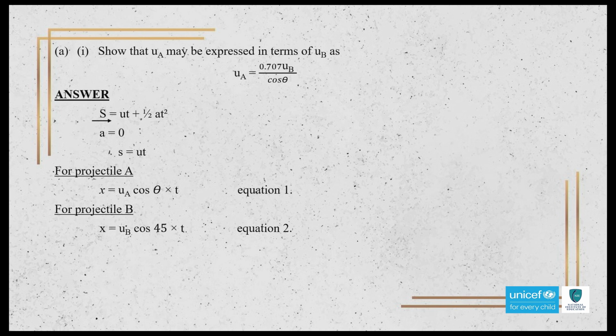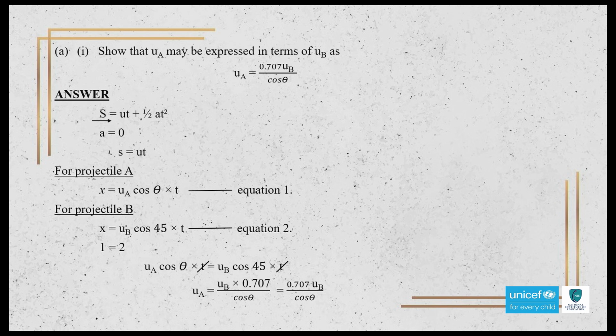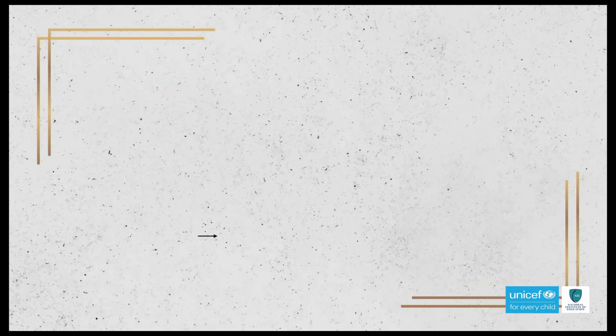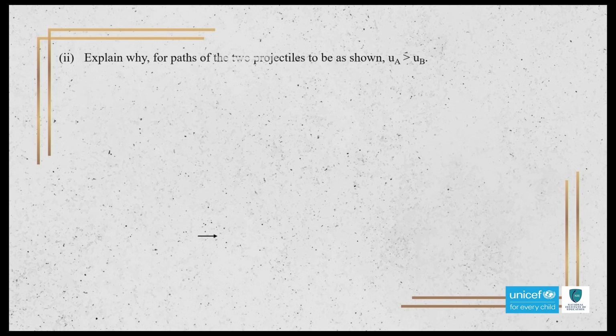Then there are 2 equations and we can equate them because the horizontal ranges are the same. Then t will cancel out, the time is common, and UA is equal to UB cos 45 divided by cos theta, and cos 45 is 0.707. You can see we got the required answer.